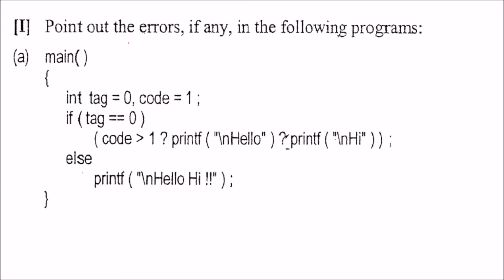Point out errors, if any. Main. Tag is 0, code is 1, tag is equal to 0. If tag is equal to 0, code greater than 1, question mark, print hello. So this is not a question mark, you have to use a colon here. This is the problem here. You have to use a colon.